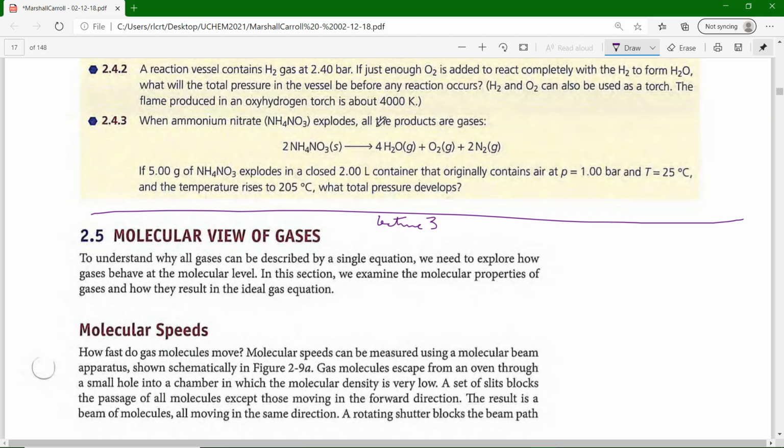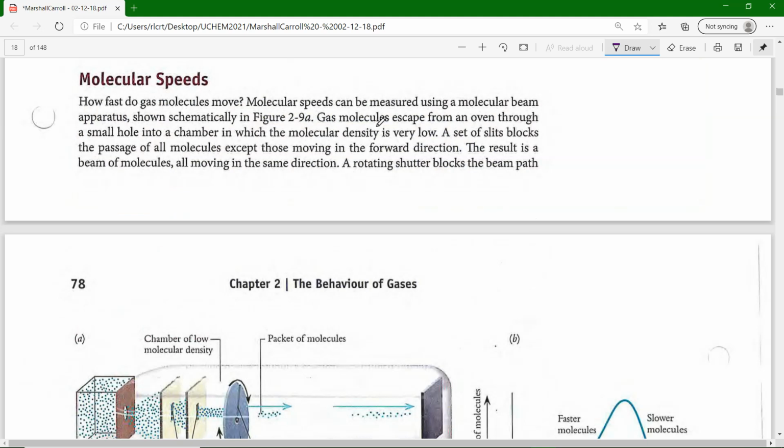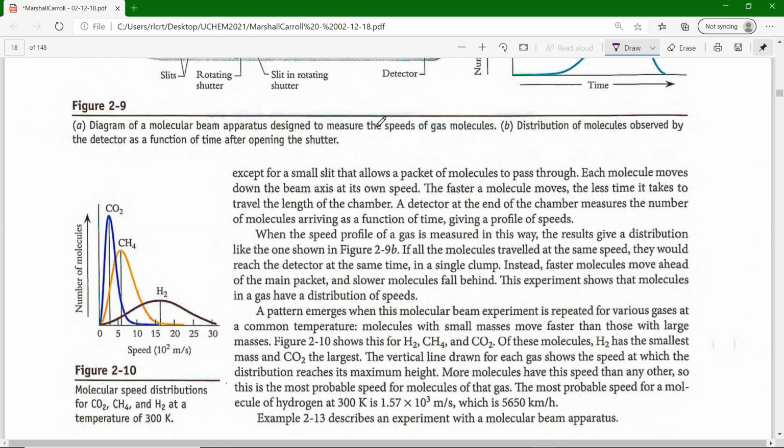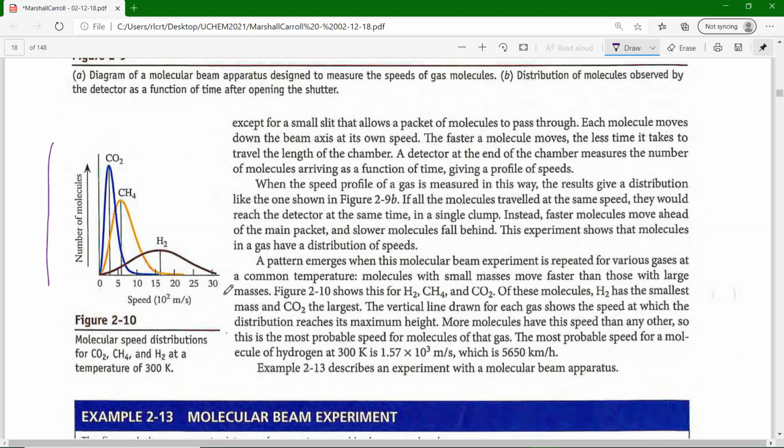We start with molecular speeds. Well, if I'm looking in this room right now, I see all sorts of molecules. No, I don't see many in the gas phase, but they're going to go at a distribution of speeds. There's a way to collect them, a molecular beam apparatus, but let's jump straight to the important picture here, figure 2.10, which shows that the faster molecules have the lower molar mass.